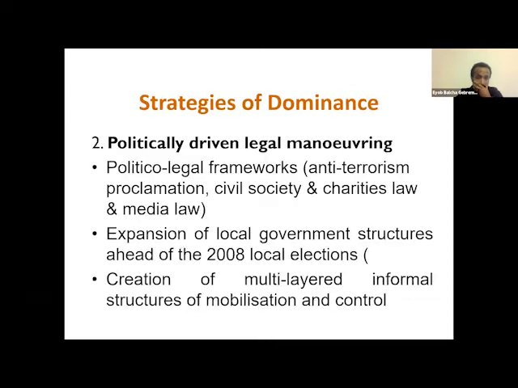Next slide. The second one is legal maneuvering. A number of legal frameworks were established to control, as I said, competing political forces. Particularly in Addis Ababa, there was an expansion of local government structures, which also came with multiple layers of control and administration. Next slide.